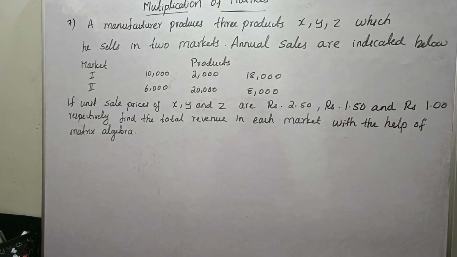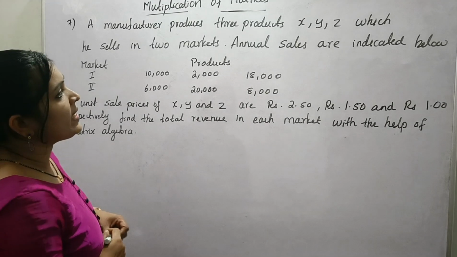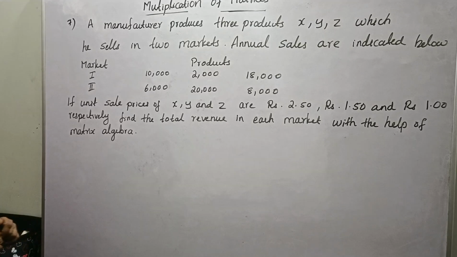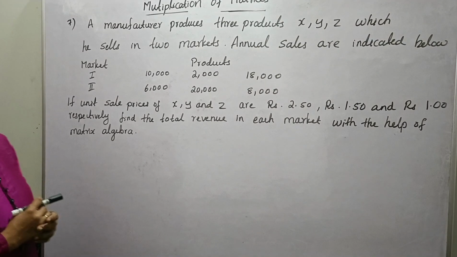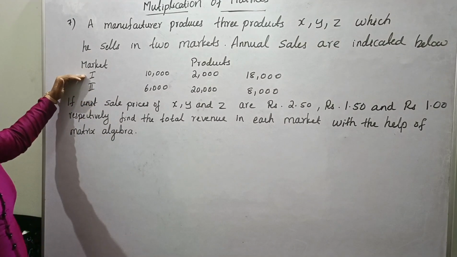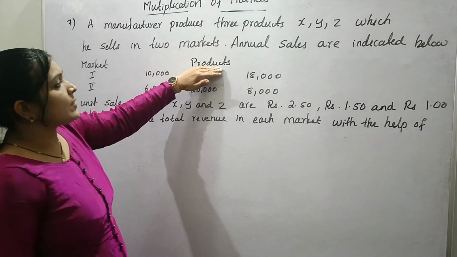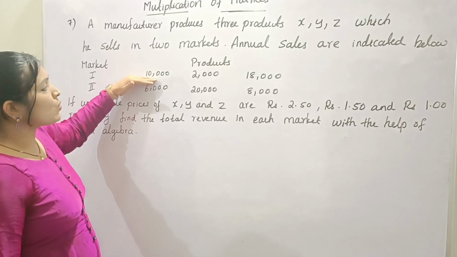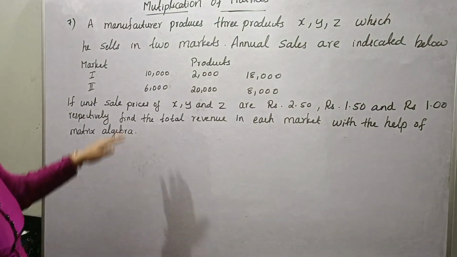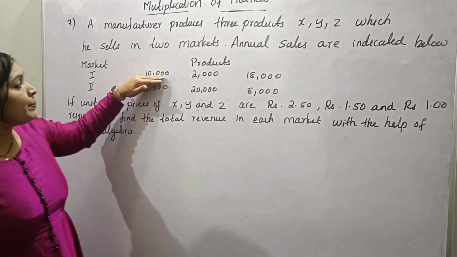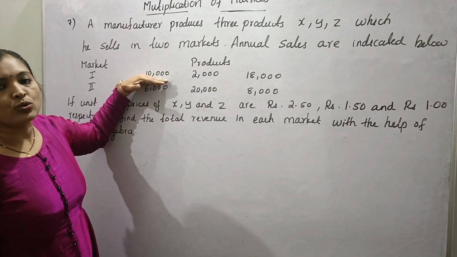A manufacturer produces 3 products X, Y and Z which he sells in 2 markets. Annual sales are indicated below. Market 1, market 2. Products. Here the number of X is 10,000. That means he sells 10,000 X products.